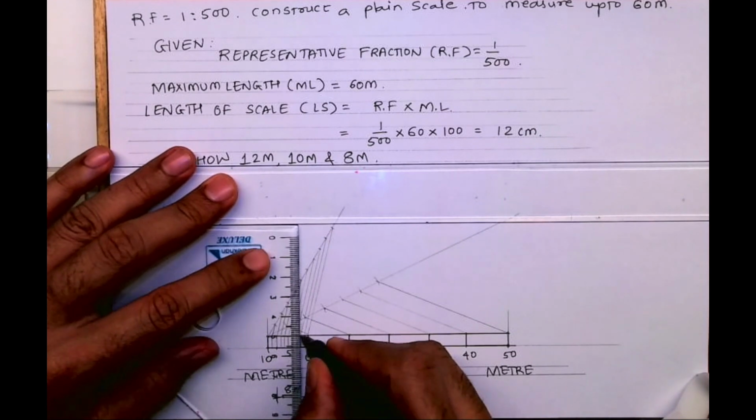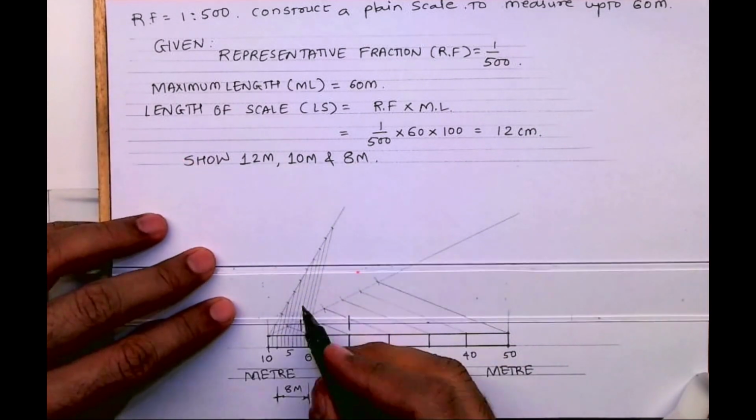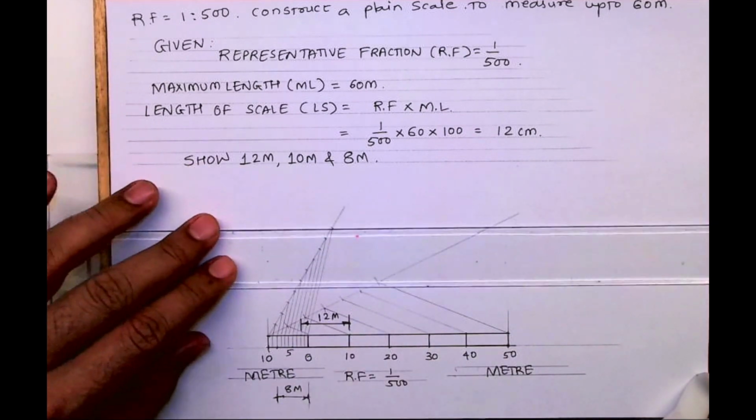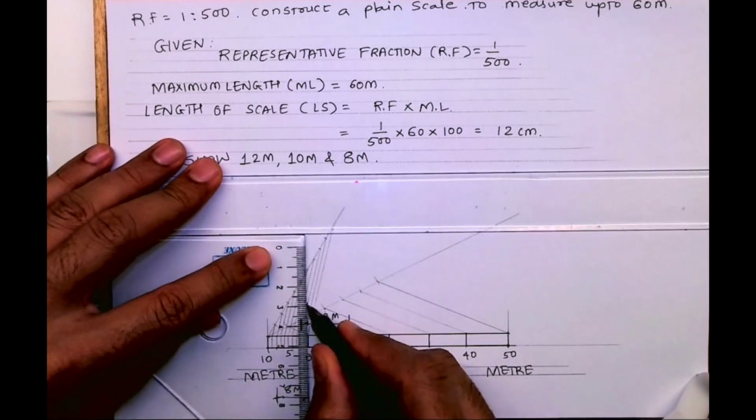Then if you want 12, then you take 2 from here and 10 from here. You'll get 12. And if you want 10 meter, then this is 10. One block is 10 meter.